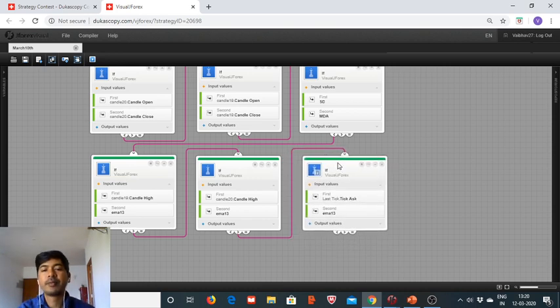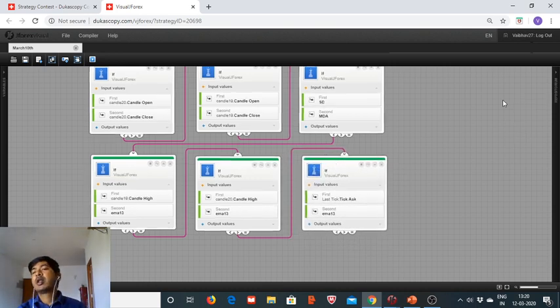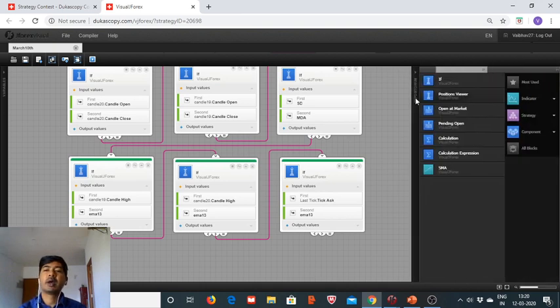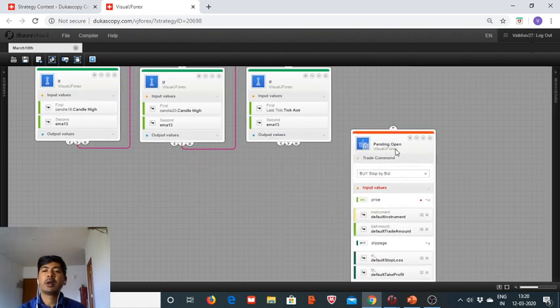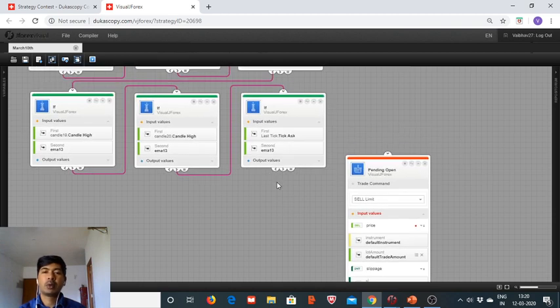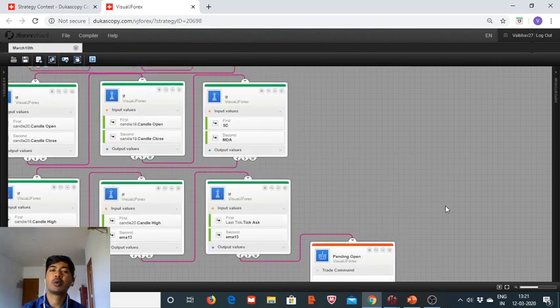Yes, let's bring in the pending open, which we have to set for the sell side. Here it will be a limit order, sell limit, as the price is going to be above the current value, and here we needed the last tick ask to be less than the EMA 10. We have put in that condition.